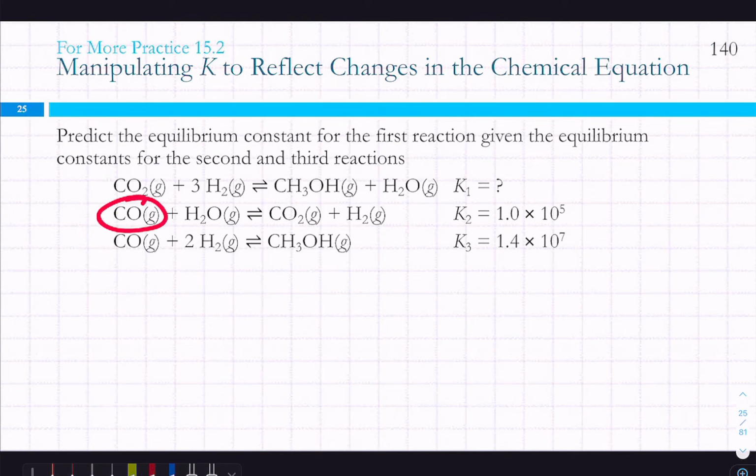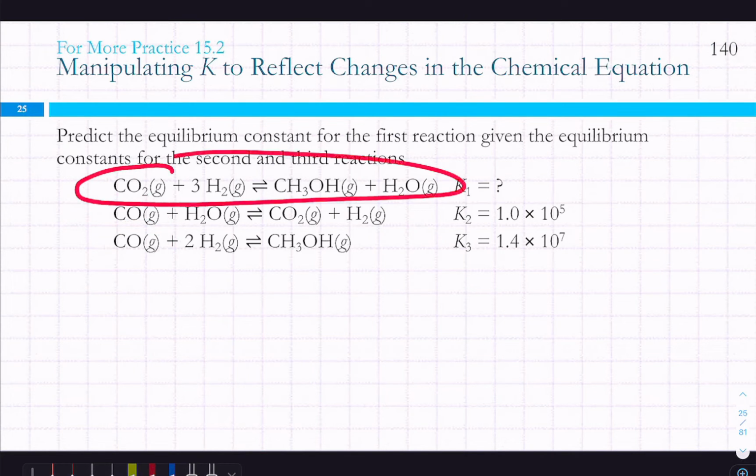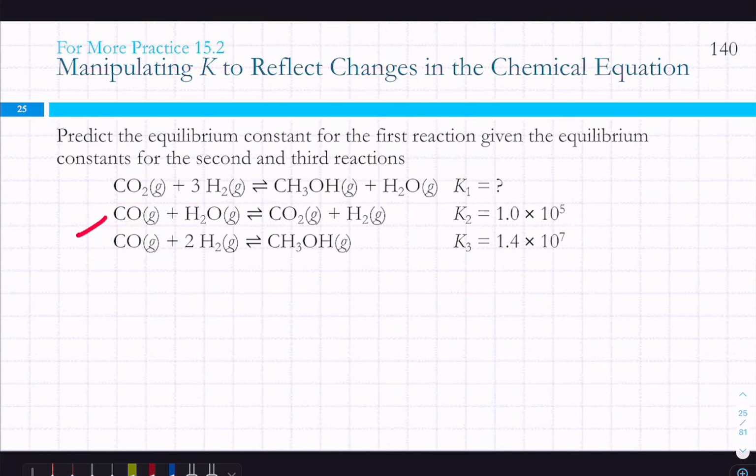Because this has carbon monoxide here. Then our third reaction has also carbon monoxide in the reactants. So if we added these together right now, we'd end up with 2 CO. And the reaction we're trying to add up to doesn't have carbon monoxide at all. So if we flip this reaction, we'll be able to cancel that out, and then also get water on the correct side, get CO2 on the correct side, and get hydrogen on the correct side.